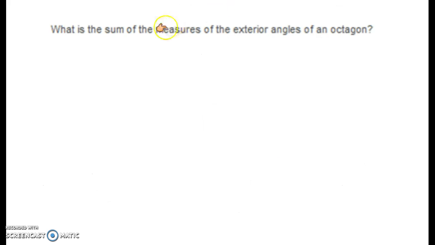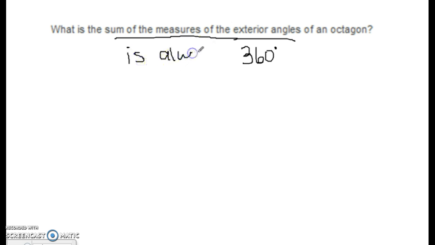What is the sum of the measures of the exterior angles of an octagon? For exterior angles, we don't have a formula to memorize, y'all. It is always 360 degrees. No matter what kind of shape or size, it's always 360 degrees. So I'm going to go ahead and make myself a note of that. The sum of the measures of the exterior angles is always 360 degrees.